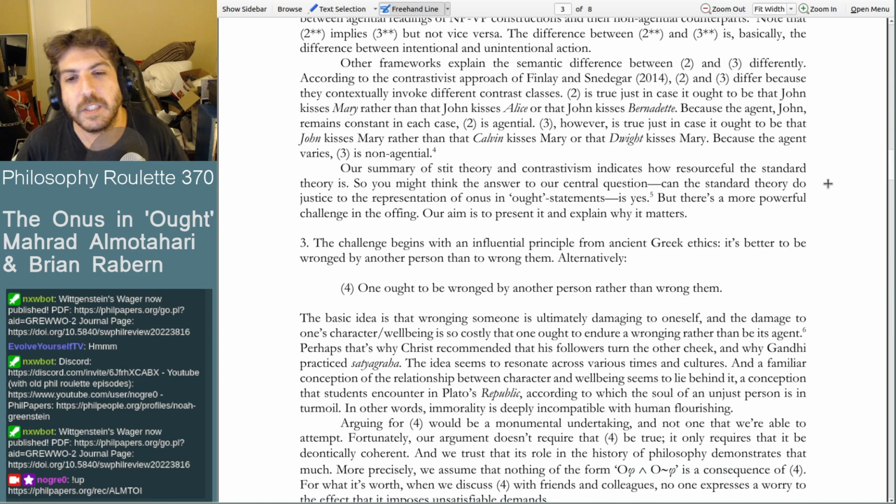Other frameworks explain the semantic difference between 2 and 3 differently. According to the contrastivist approach of Finlay and Snedegar, 2 and 3 differ because they contextually invoke different contrast classes. 2 is true just in case it ought to be that John kisses Mary rather than John kisses Alice, or that John kisses Bernadette.